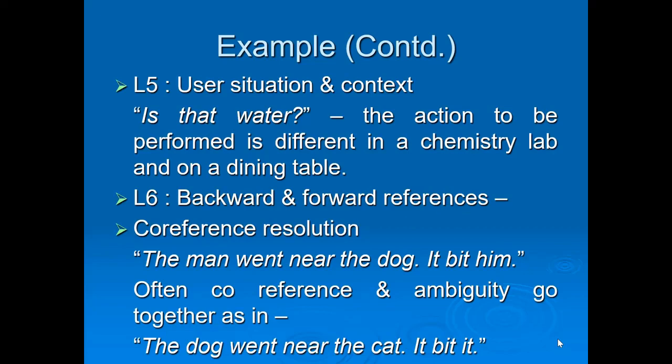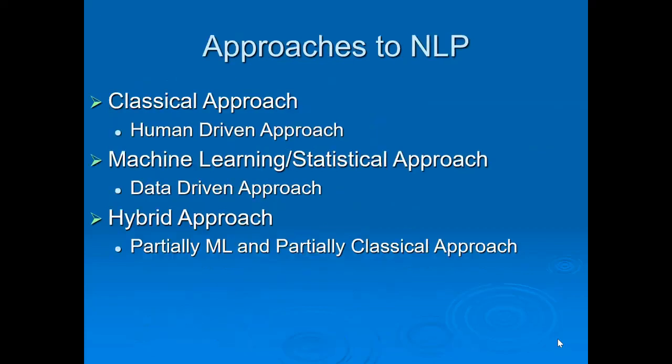So these 6 levels are the levels of natural language processing. Now there are various kinds of natural language processing approaches. The 3 basic approaches are, first, the classical approach, which was used previously when it started, that is the human driven approach. The second is the machine learning approach, or statistical approach, in which everything is based on data. We process a lot of data, extract inferences and statistics from it, and make the machine learn from that data, and accordingly it responds.